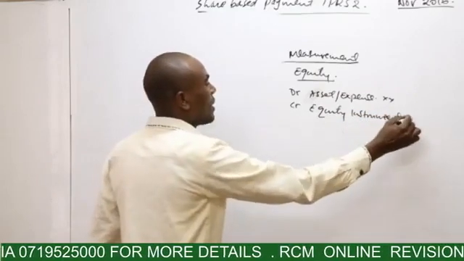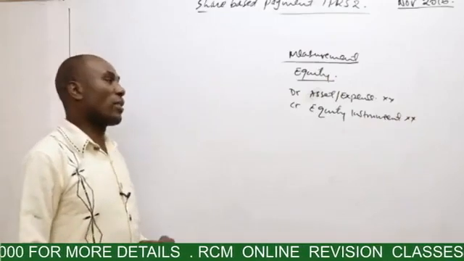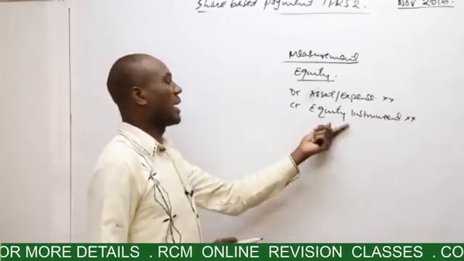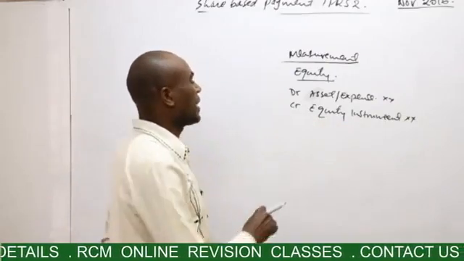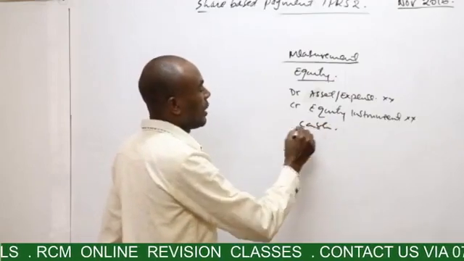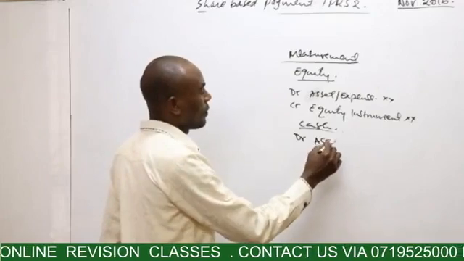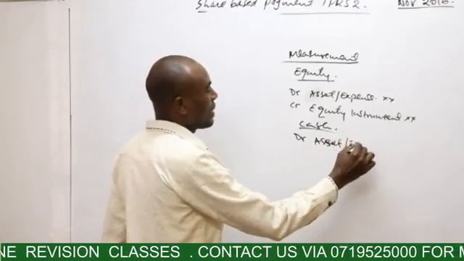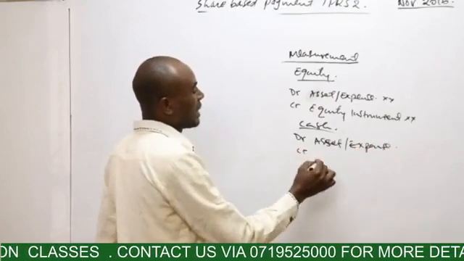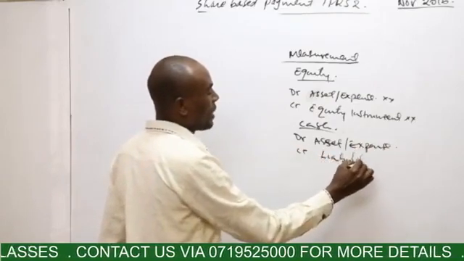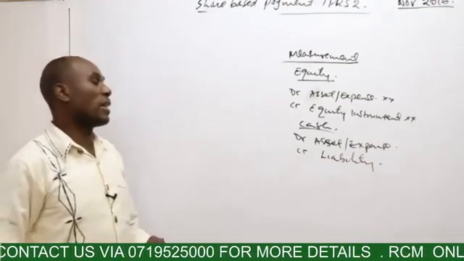Equity instrument for that liability or that accrued expense. For that accrued expense, you credit equity component, equity instrument. But if it is cash, you have to debit asset or expense. Then you credit liability, accrued liability. You credit the liability at that point.